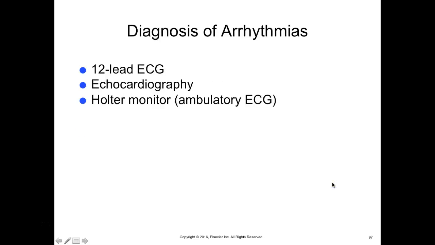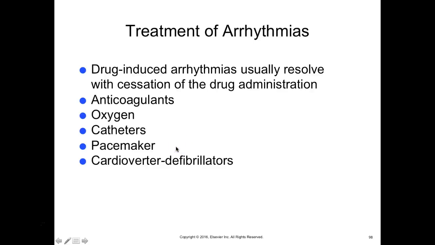Diagnosis is made through a 12-lead EKG, echocardiography, and also through Holter monitors, which is an ambulatory EKG, and also through event monitors. Treatment: drug-induced arrhythmias usually resolve when the patient stops taking the drug. We often give patients anticoagulants so that they don't get blood clots. Oxygen, catheters, pacemaker, and cardioverter or defibrillators if needed, if they're in fibrillation.